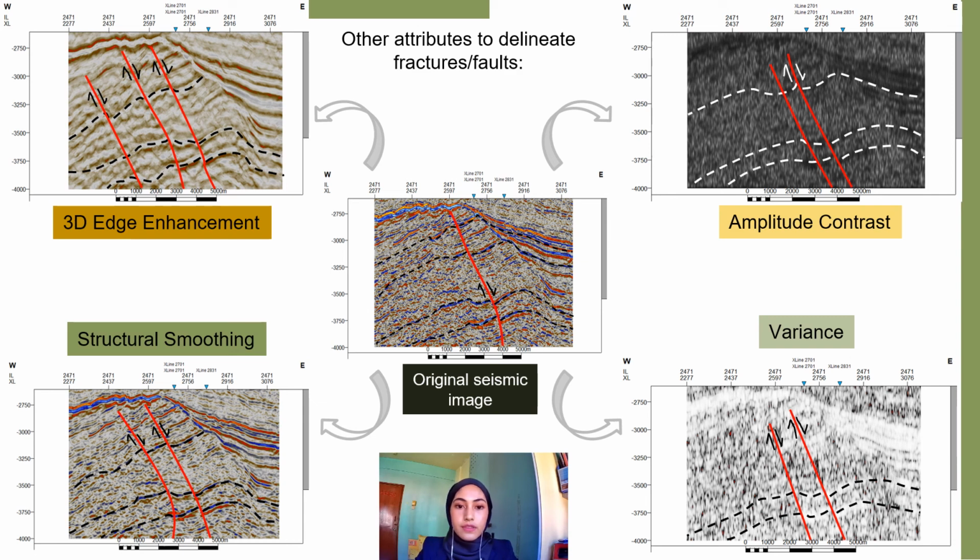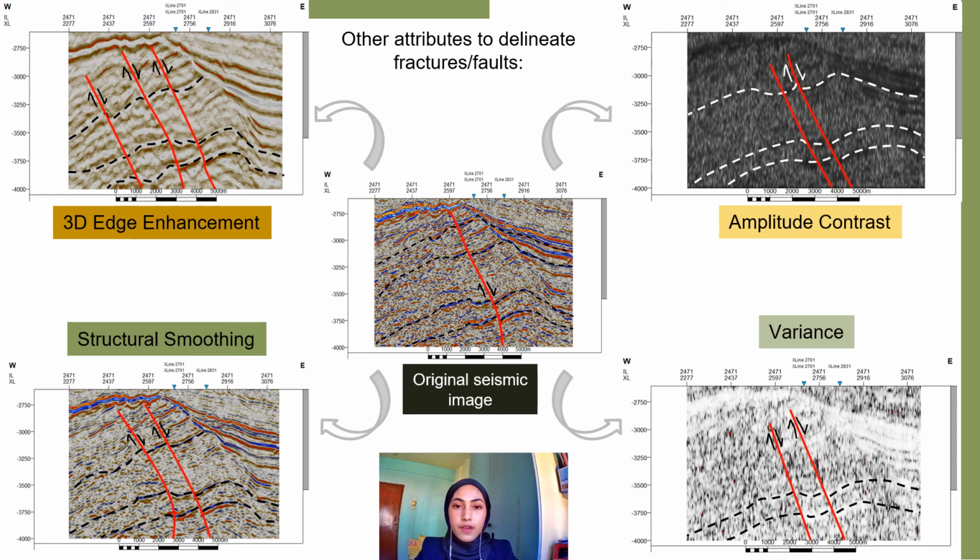Lastly, we applied variance, which is also able to reveal discontinuities related to either stratigraphic terminations or structural lineaments. Clear reflectors are detected in the southern part of the area, indicating the presence of 2 normal faults dipping in the southeast direction.